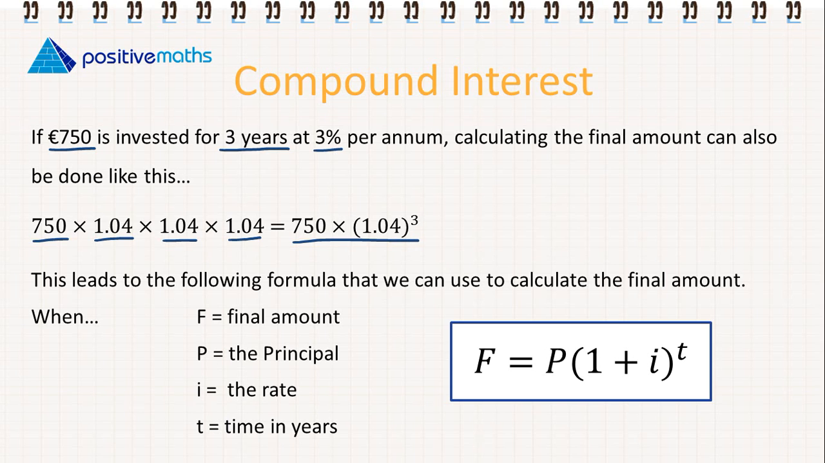This leads to the following formula that we can use to calculate the final amount. When F is equal to the final amount, P is equal to the principal, I is equal to the rate, and T is equal to time in years, then we can use this formula. So we have F is equal to P by 1 plus I to the power of T.